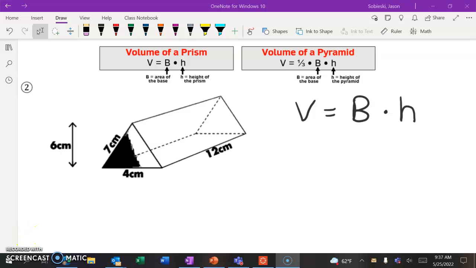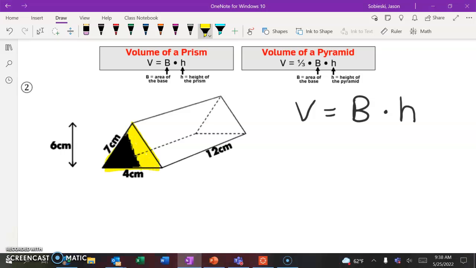All right, so we are going to look at how to calculate the volume of a triangular prism. We are going to use the formula volume equals B, which is the area of the base, times H, which is the height of the prism. If it is a triangular prism, that means the base must be a triangle, right? Again, the base is what gives the prism its shape.